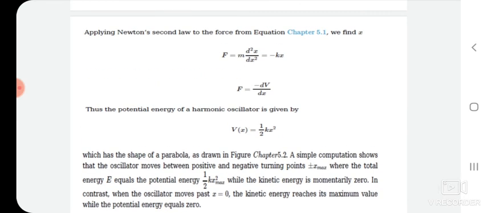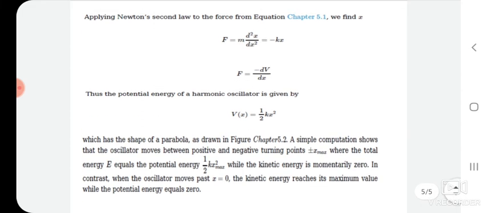Now, applying Newton's second law to the force, F is equal to m d square x by dt square, equal to minus kx, or F is equal to minus dV by dx. From this equation, V is equal to 1/2 kx square. This is the potential energy associated with that particle, which has the shape of a parabola.